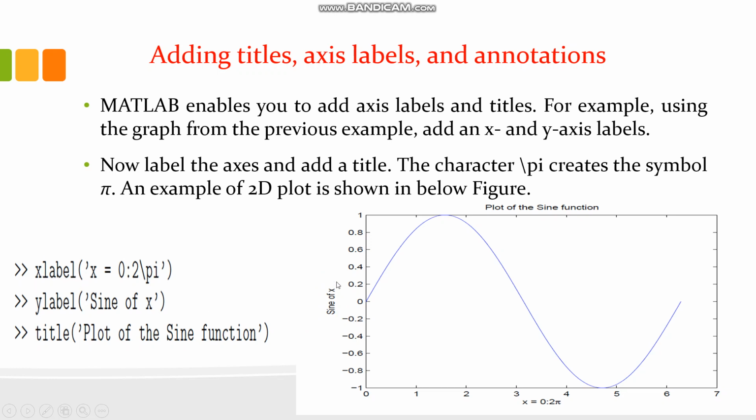So if you want to add x label, that is for the x axis, x label is x equals 0 to 2 pi. So here backslash pi gives the value of pi. So here you can see 0 to 2 pi. Y label is the code to write the title of y. Y label sin of x, so y label is sin of x.